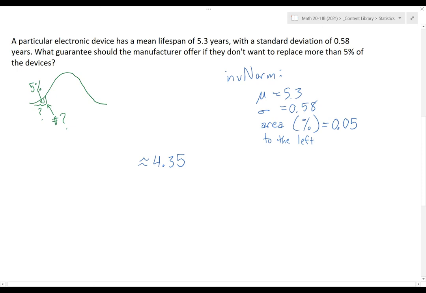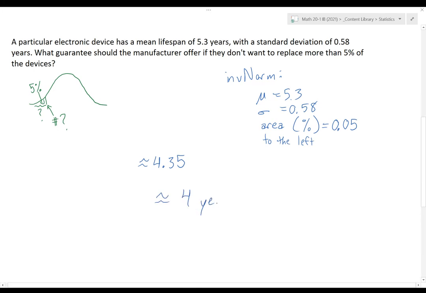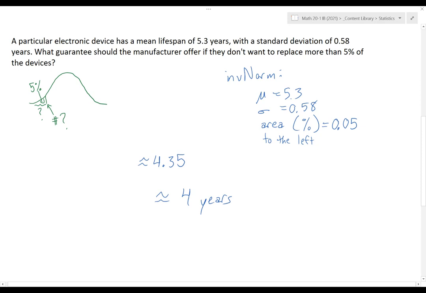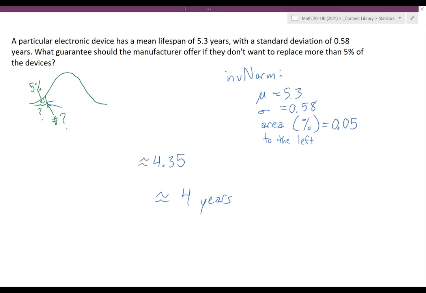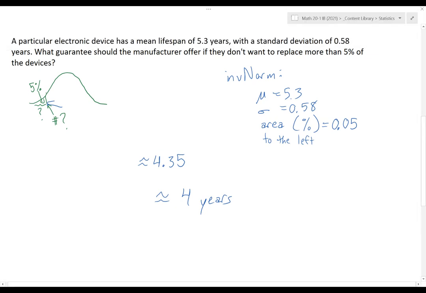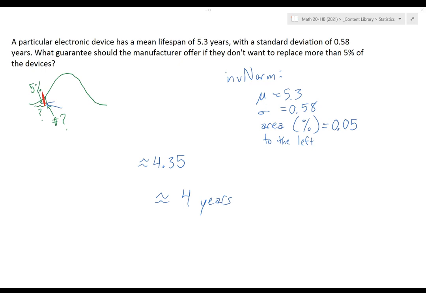Now, you're not going to offer a guarantee of 4.35 years. So you're probably, for example, going to say 4 years. And if I choose 4 years, then that's going to be less than 5%. Because if this right here is 4.35, then 4 is going to be somewhere over here. So that's going to be less than 5% that I'm going to have to replace. So about 4 years would be a reasonable warranty on this item.